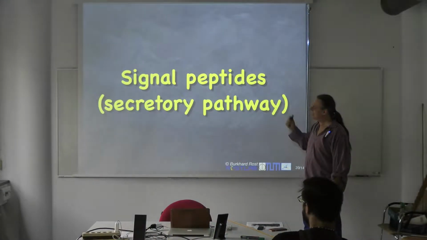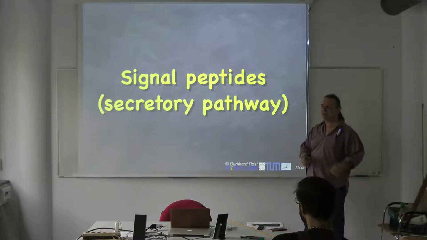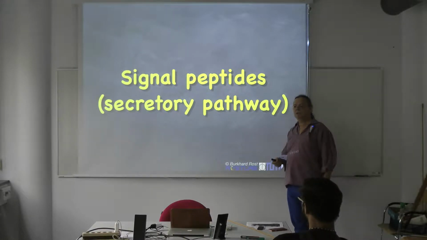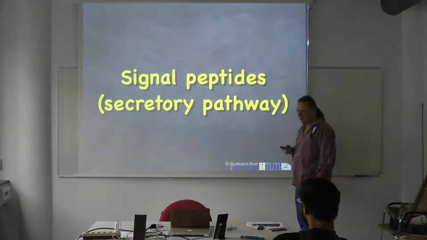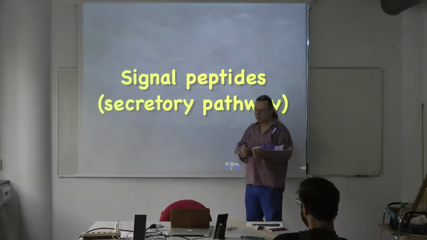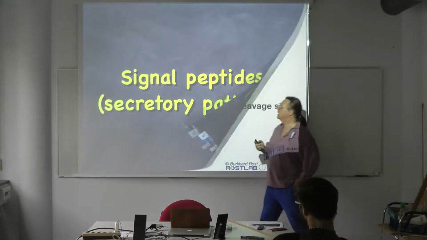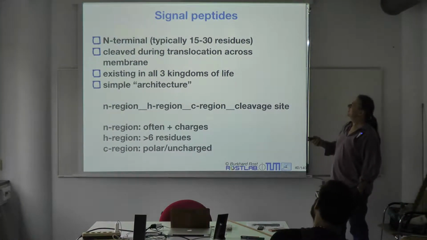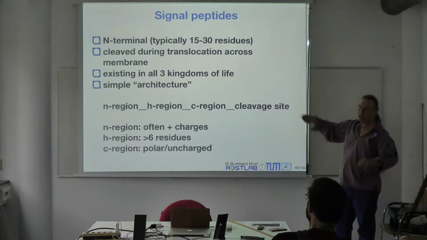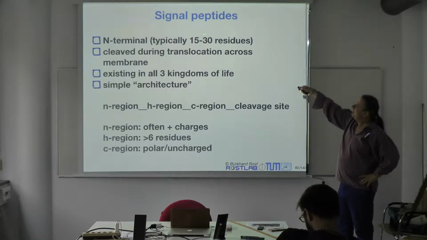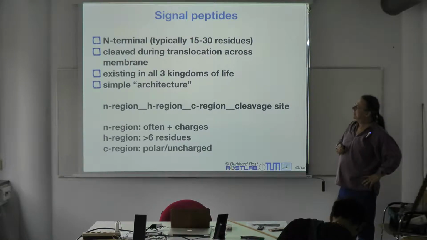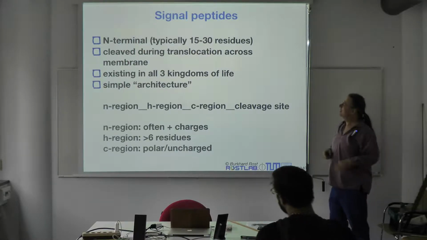The ones that leave the cell often are marked by a signal, referred to as a signal peptide. It's called a secretory pathway. Secreted is outside of the cell, put outside. Signal peptide: the signal is the motif, and peptide is just a stretch of protein. What we know about those is they are typically N-terminal, so at the beginning of the protein. They're typically 15 to 30 residues long. They are cleaved during translocation.